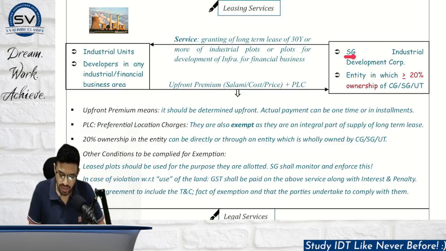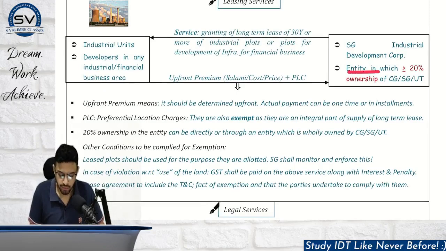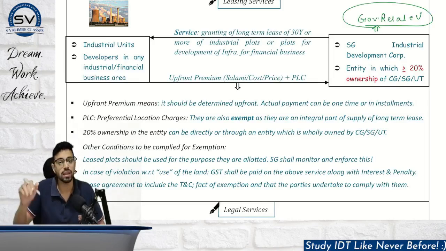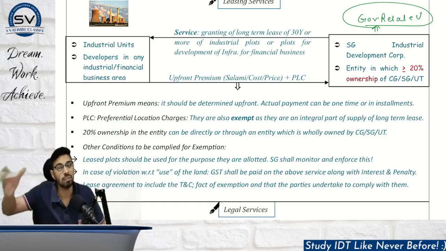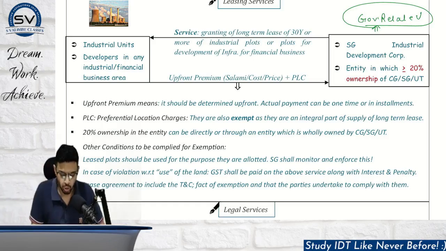Who is assigning? State Government Industrial Development Corporation and any entity in which minimum 20% ownership is of government. For learning purpose, you can take the feel factor, logic factor, as these are government entities, not technical entity, but government related entities. So they are assigning the right, the long-term leases to certain people. So who is assigning? State Government Industrial Corporation, any entity in which minimum 20% ownership is of government. So you have to learn this limit.